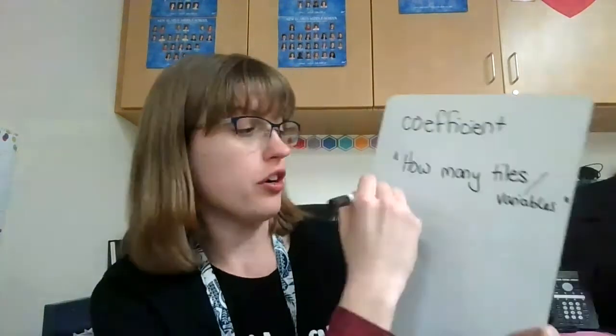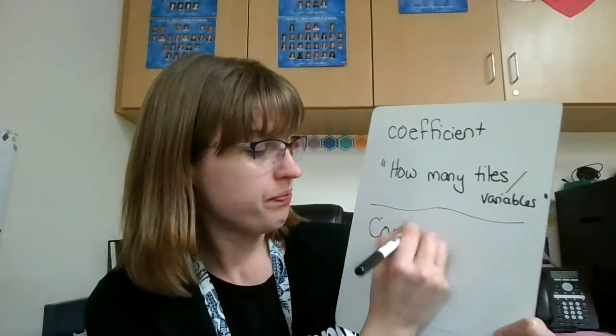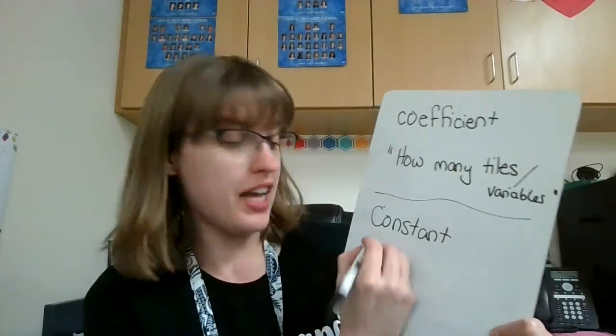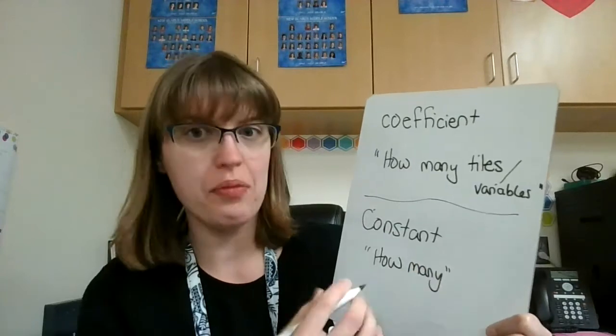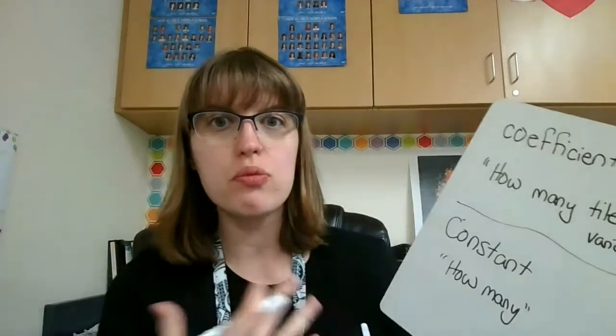The other word you learned was constant. Constant is how many, but not many tiles. It's just how many do you have. The number won't change when I figure out what x is. So that's why we call it a constant. It's just the plain numbers.